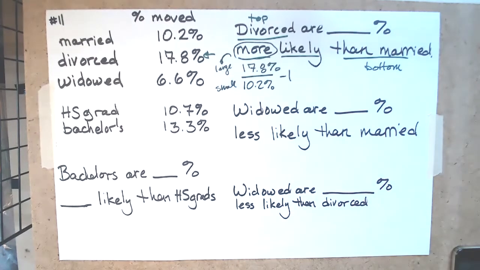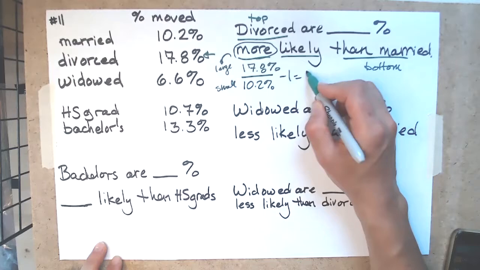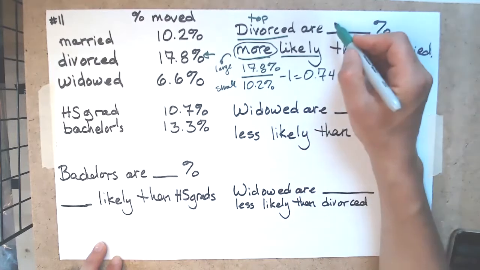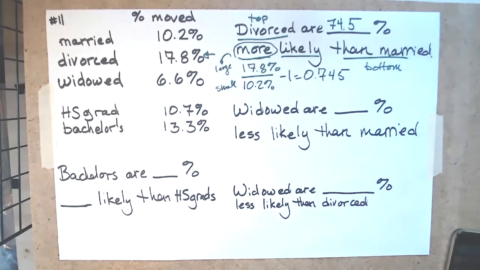So that's our equation. You can do these as percentages or you can do them as decimals as long as you are consistent. And when I calculate that, I get 1.745 minus 1, or 0.745. I could write 74.5%. You could round that to 75%. We are not being picky about your rounding.